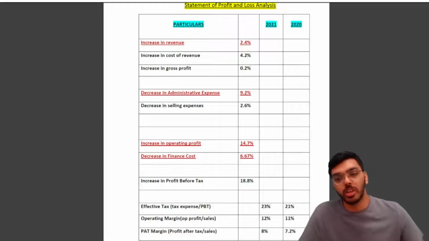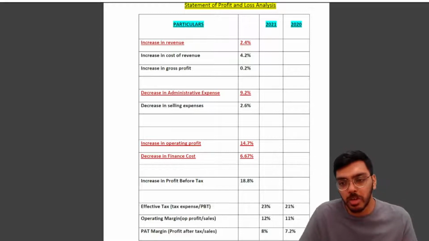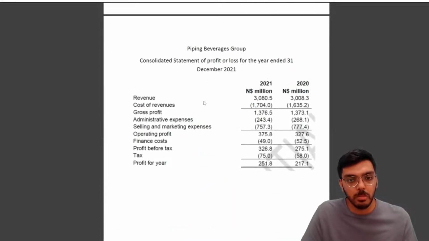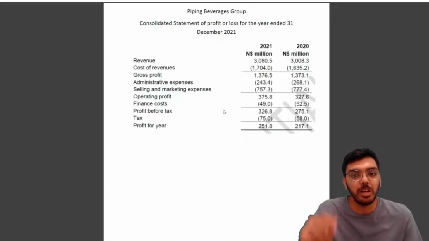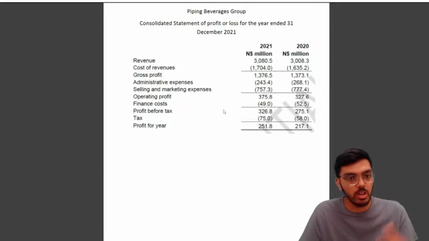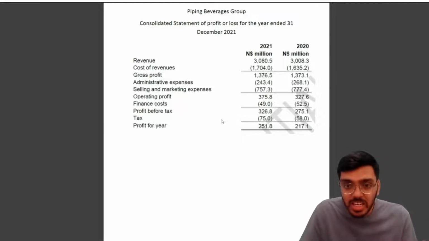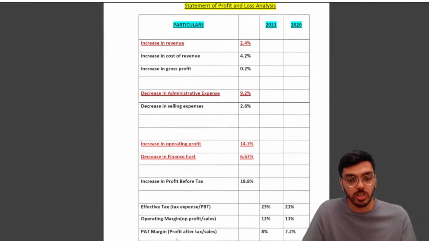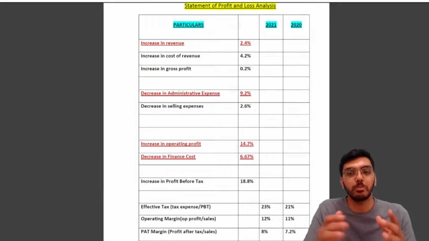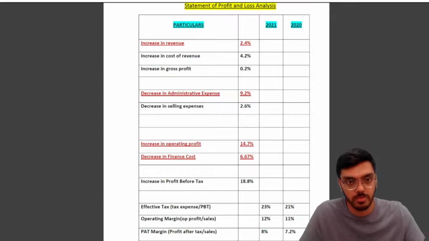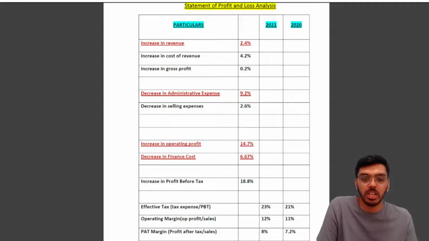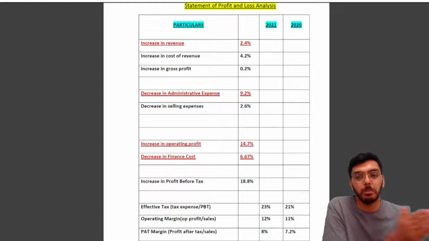And I know that remembering absolute numbers is very difficult. For example, from this statement, if I ask you to remember the admin expenses 243, or if I ask you to remember operating profit 375, it's very difficult to remember, right? So what we do for our students is we create a statement of profit or loss analysis, and this analysis calculates the percentage of increase or decrease from the previous year.